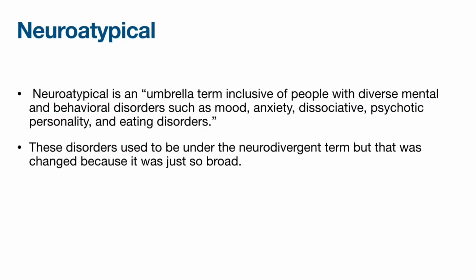So now we have neuroatypical, which is an umbrella term inclusive of people with diverse mental and behavioral disorders, such as mood, anxiety, dissociative, psychotic, personality, and eating disorders. These disorders used to be under the neurodivergent term. However, that was changed because it was just too broad of a category. Unfortunately, I can speak on the experience of being neuroatypical.